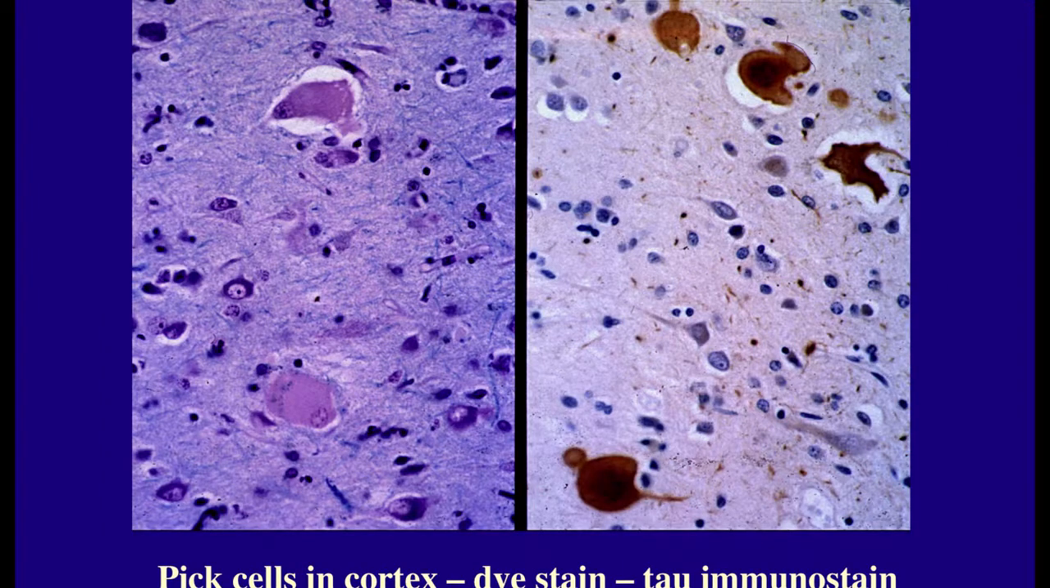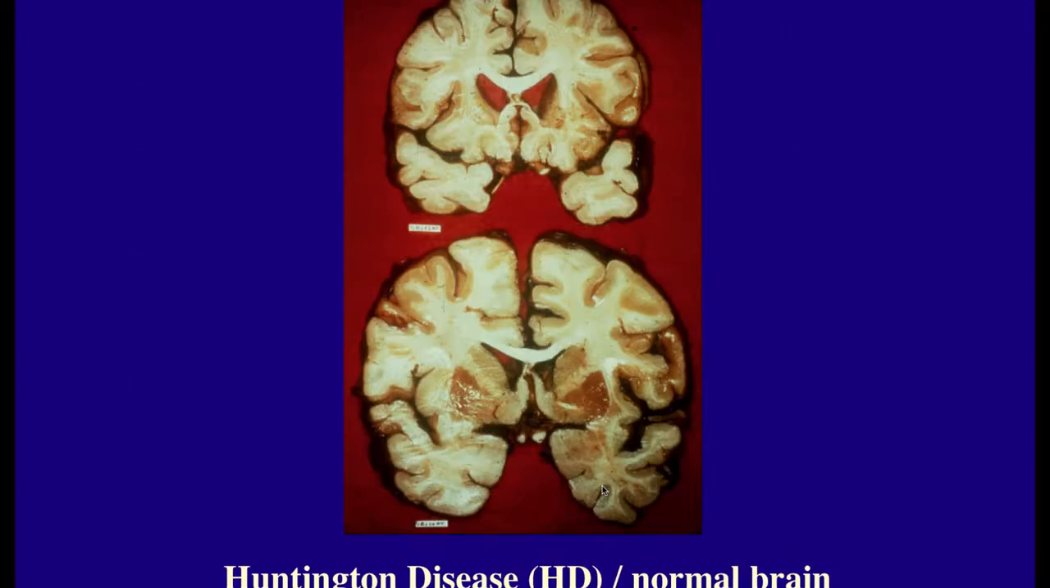The other change that you can see in many FTDs, including Pick's disease, are so-called balloon neurons or Pick cells. These can be present in the cortex or in the amygdala. They're neurons where the cytoplasm is markedly distended and filled with either tau protein or neurofilament protein. So those are the three dementing diseases I wanted to show you. We're going to switch now to a few movement disorders, the first being Huntington disease.